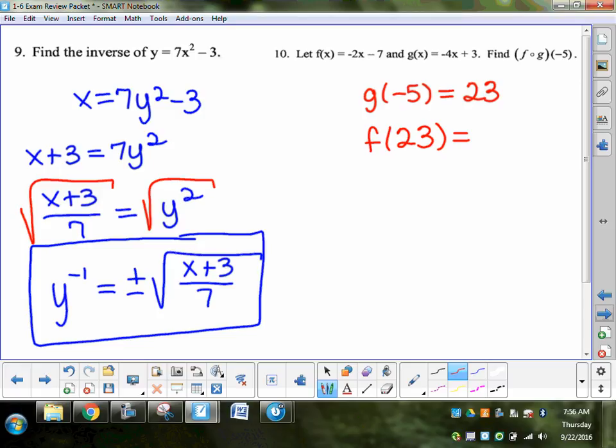2 times 23 is going to give you 46, and then we would subtract 7. So 46 minus 7 is going to give you what? 53. Right? So when we're talking about questions, just so you know, that are calculator free, this would be one that's perfectly reasonable to do without the calculator.